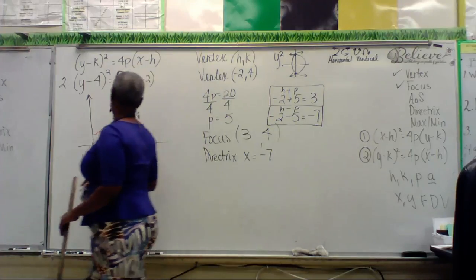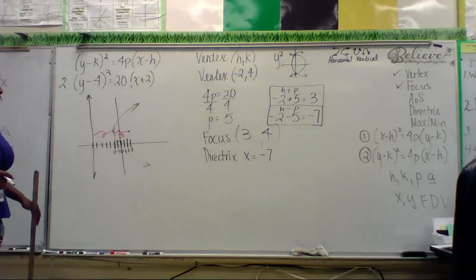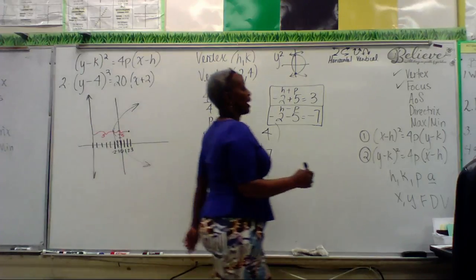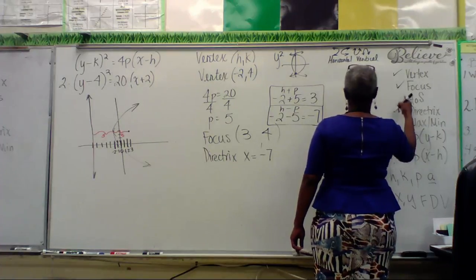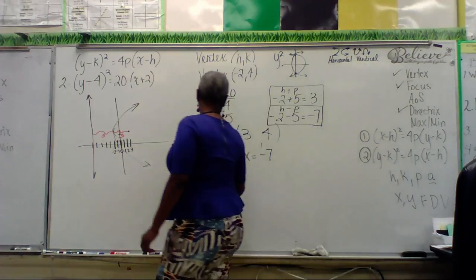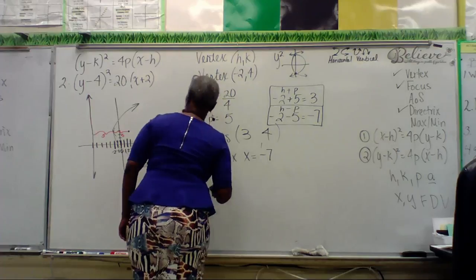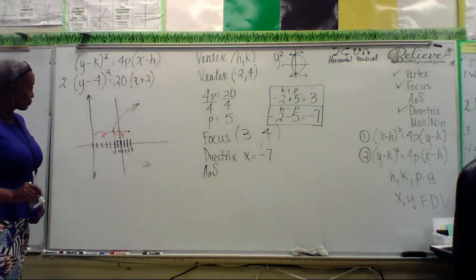It would be a -7. Okay, let's talk about the domain and range very quickly. Oh, no, I'm sorry. What are we missing on our checklist? The axis of symmetry and the max and min, right? So what is our axis of symmetry? Y equals 4. What is it, class? Y equals 4. It is.